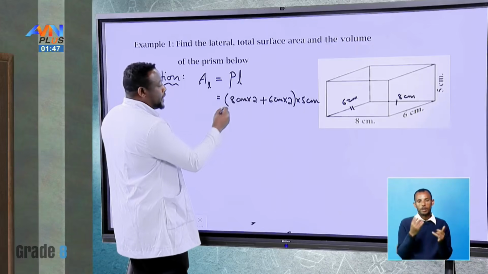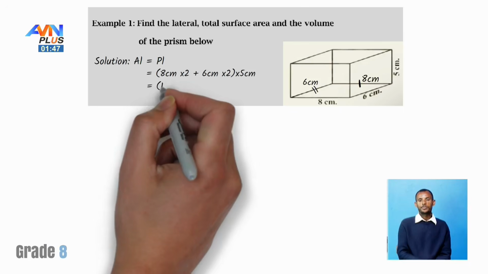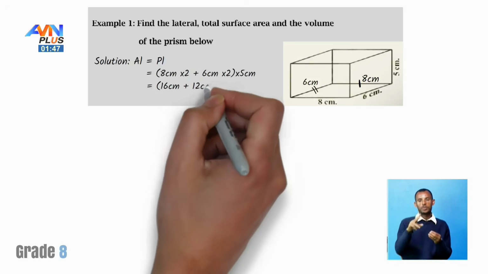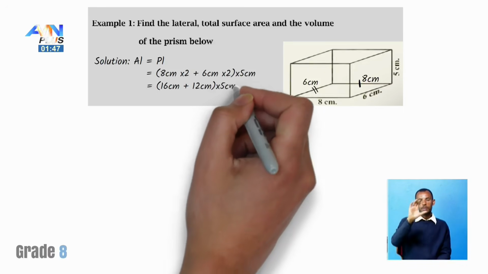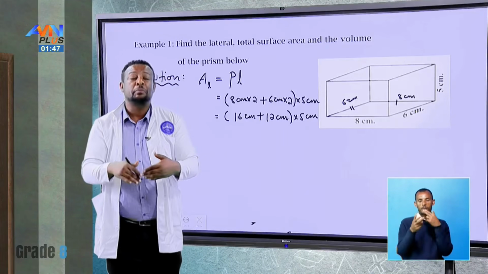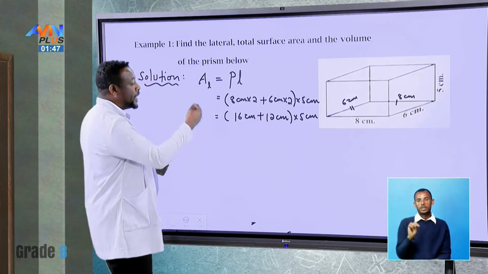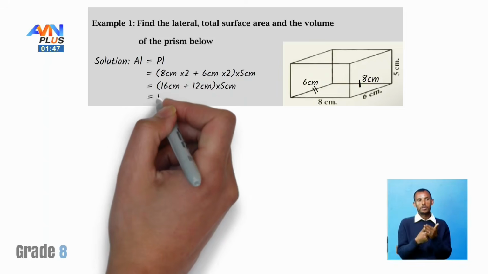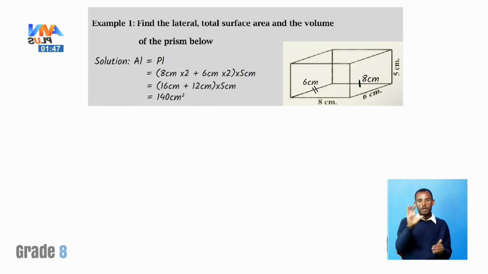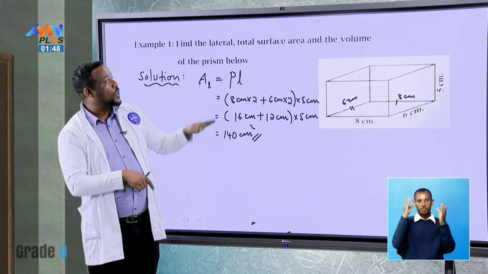So now let's calculate this. This is 16 centimeters plus 12 centimeters, times 5 centimeters. The sum of these two is 28. Whenever you multiply 28 by 5, the result is 140. Centimeter by centimeter is centimeter square. Therefore, the lateral surface area of this prism is 140 centimeters square. So we have answered the first part of the question.